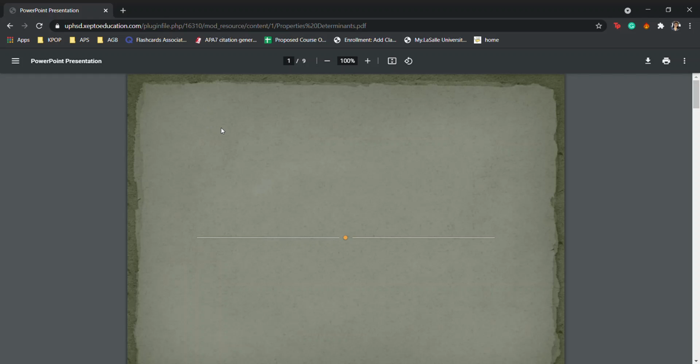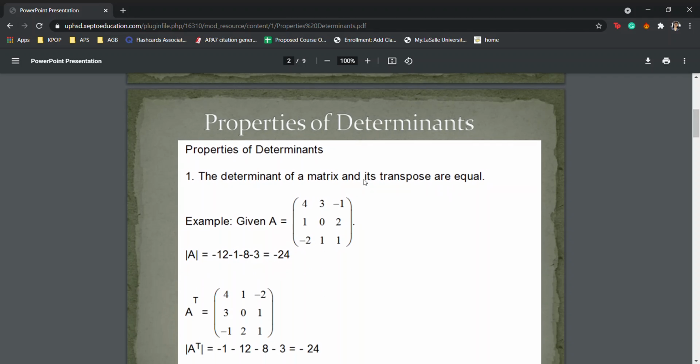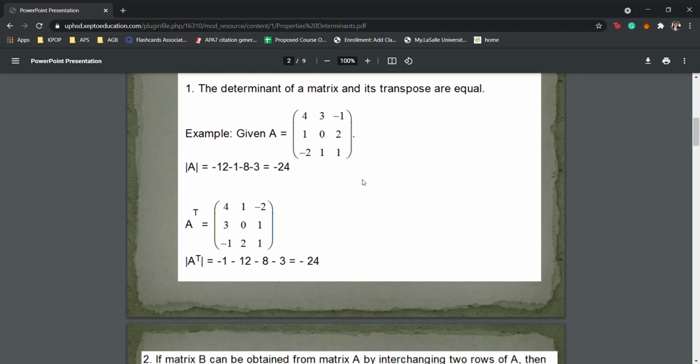Let us have a rundown of the different properties of determinants, because one way of finding the determinant of a matrix is by turning it into an echelon form and then multiplying all the elements along the main diagonal. Okay, so first, the determinant of a matrix and its transpose are equal.